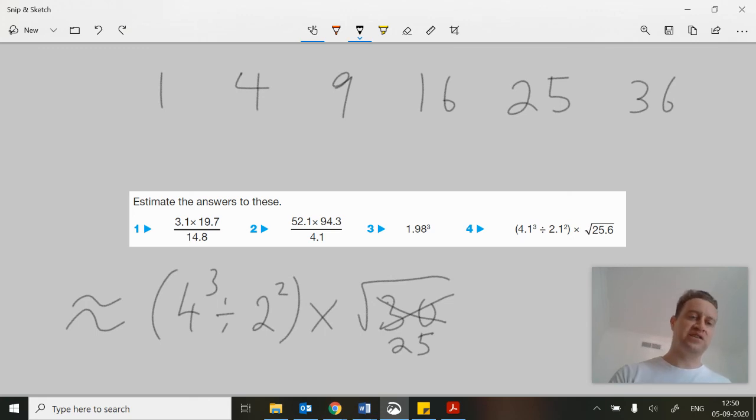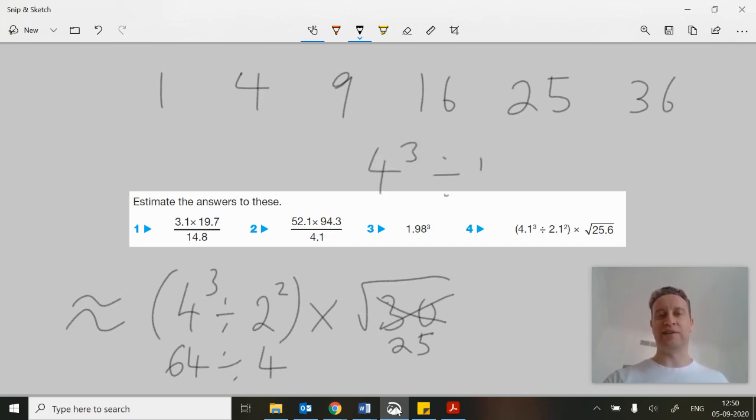Now finally, to finish this question, we've got 4 cubed is 64. Do it on your calculator if you want. And divided by 2 squared is 4. So we've got 64 divided by 4 there. But I can also see that 4 cubed divided by 4 is the same as 4 squared. So I know that's going to take me to 16. But at this stage you can do those things on your calculator if you wish to.